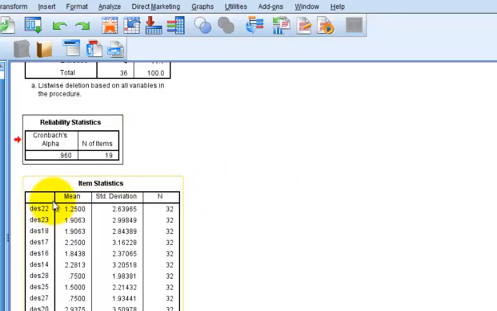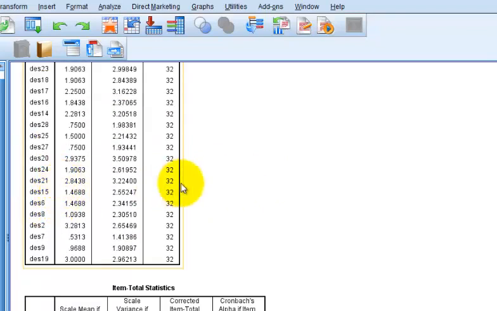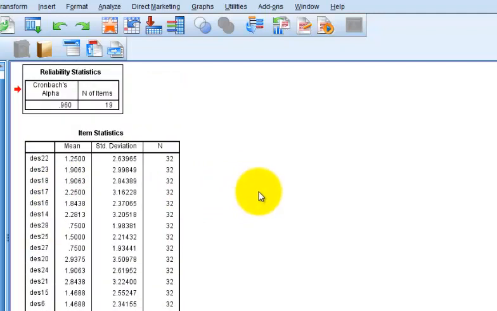So these questions right here, I'll send you a list to them. But the ones that load up under number 1 are fine. The Cronbach's alpha is fine, okay? So let's do the second one.